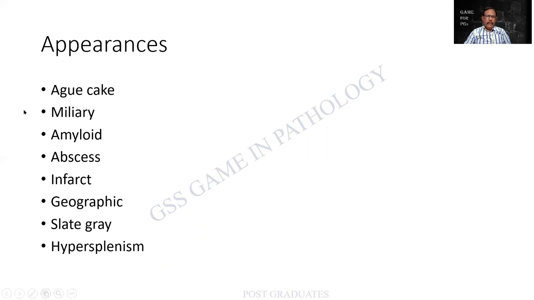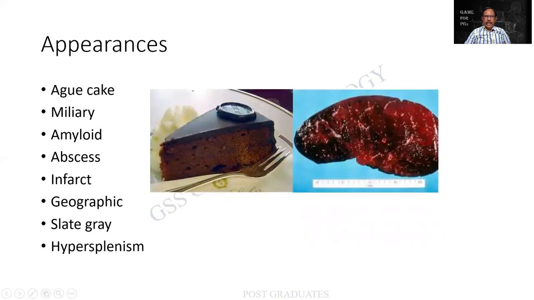And when it comes to the spleen, look at these. An agu cake, miliary or millet seed-like, amyloid, abscess, infarct, geographic infarct again, slate grey appearance, hypersplenism. Look at the plethora of pictures that the spleen can present. And agu cake is this one, which is classical of, tell me if you know. So I am finding that there is a splenomegaly along with areas of hemorrhage which is somewhat turning reddish brown or brownish black, resembling this cake, hence the agu cake appearance.